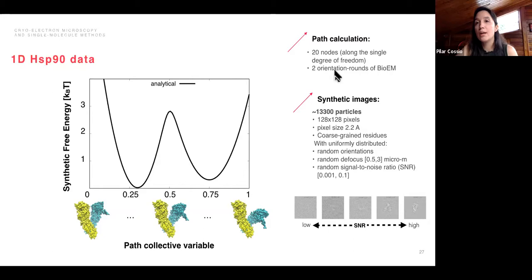And we use two orientation round estimates of Bio-EM. We generated around 13,000 particles, with uniformly distributed orientations, defocus, and a very wide range of signal to noise ratio. We're going from 0.01 to 0.1, where what is estimated nowadays for real Cryo-EM data is around 0.1. So this is an example of the images that we generate.